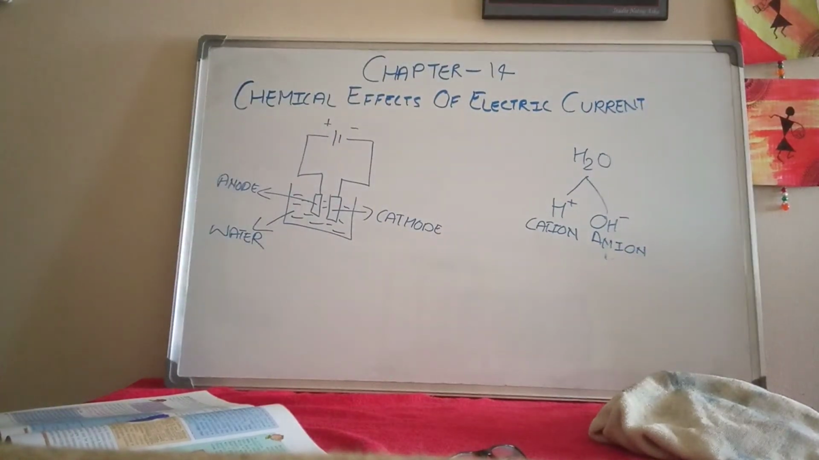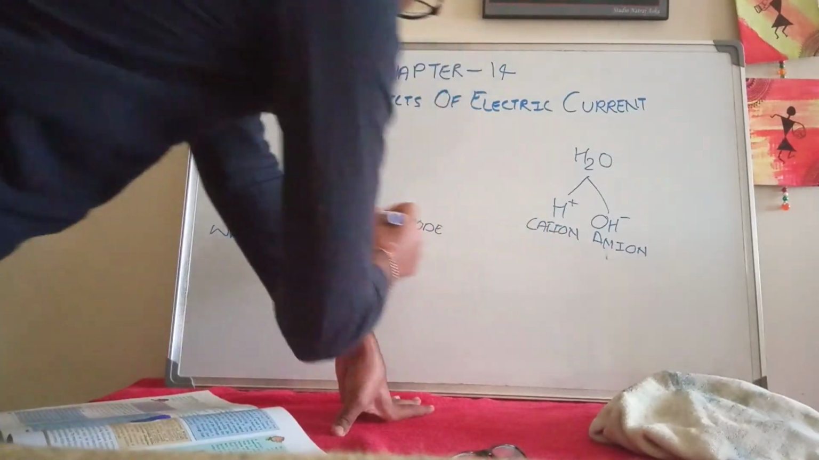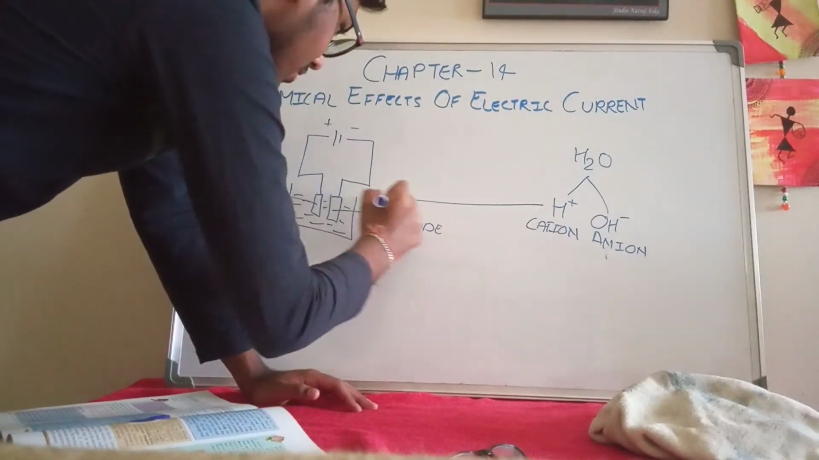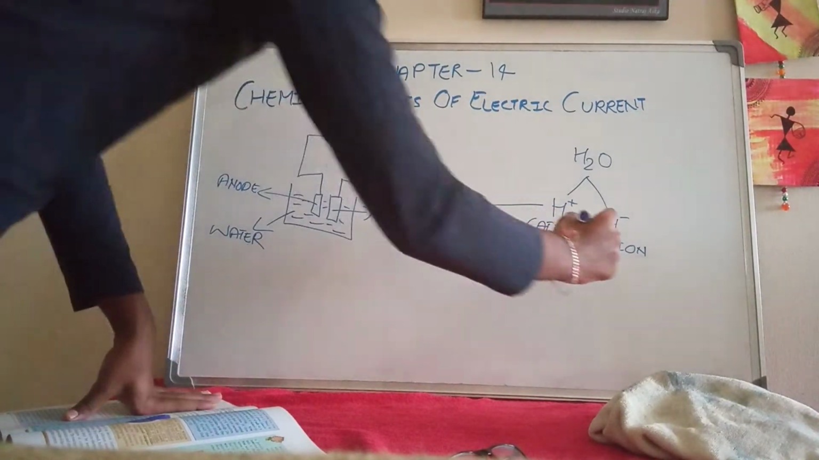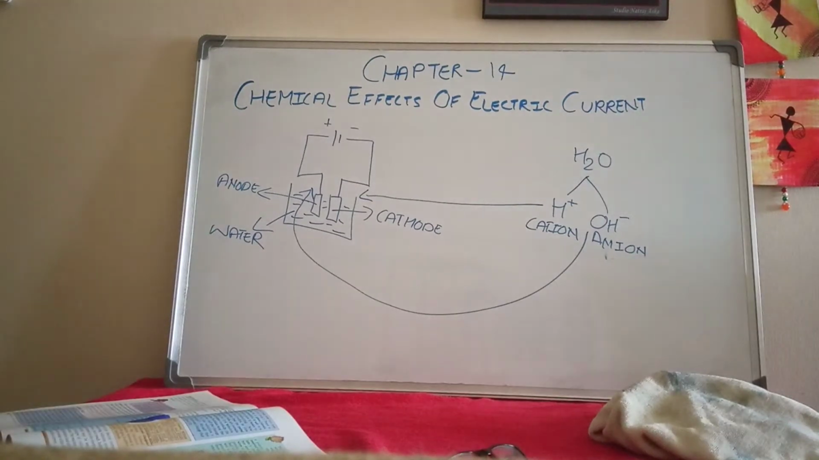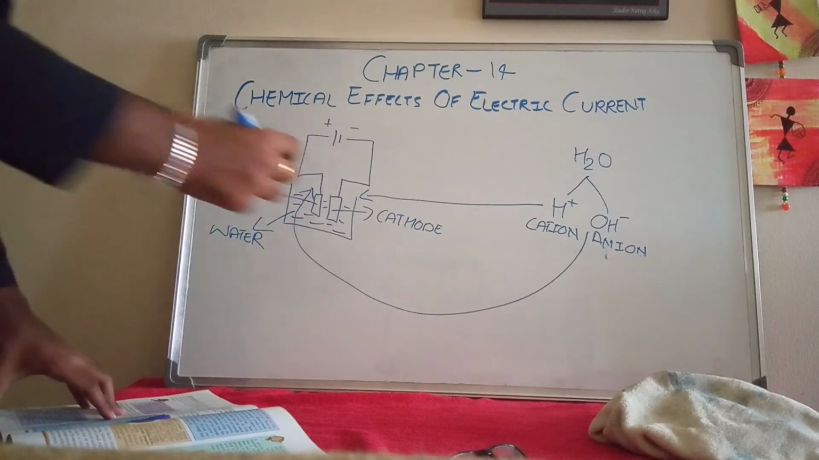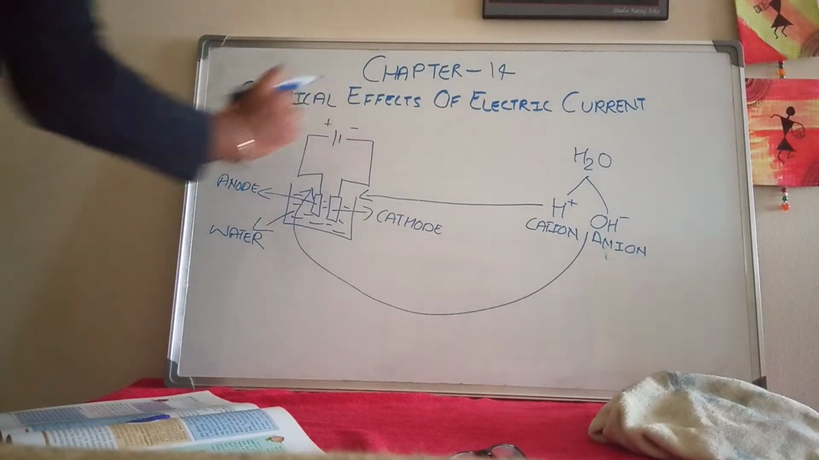So as we have learned, the positive ion, that is cation, will go to the negative terminal. So H+ will go to the negative terminal, and OH- will go to the positive terminal. And that's why whenever electricity passes through water, you will see that hydrogen gas is evolved at the negative terminal.